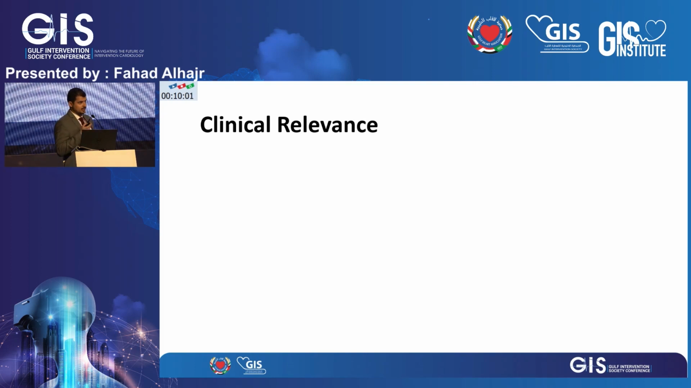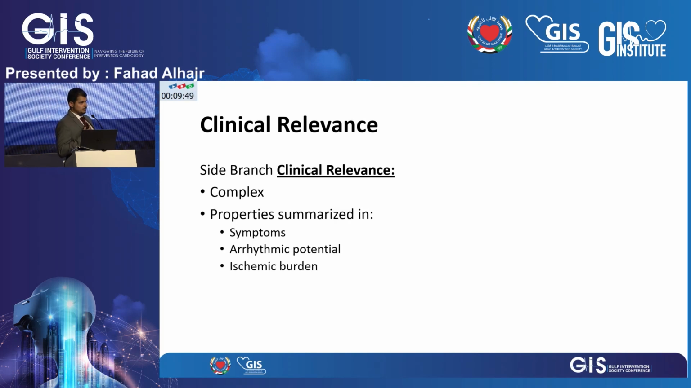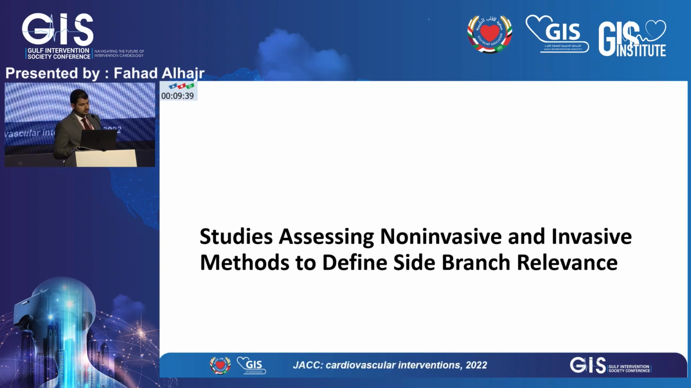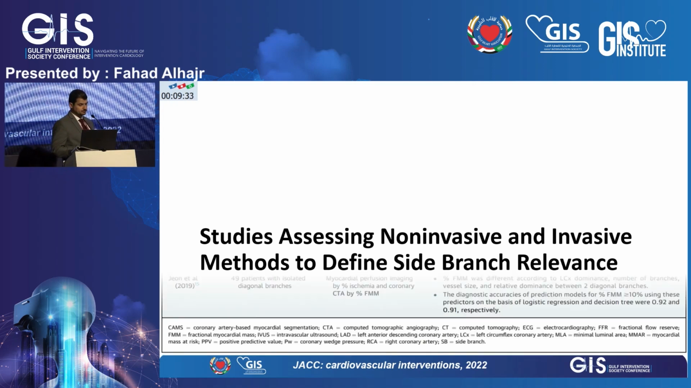What do you mean when you say a bifurcation? There is something called the clinical relevance of the bifurcation. It is very complex. I cannot pretend it's going to be easy to assess the side branch. But in general, our aim is: is this going to cause symptoms after we jail the bifurcation? Is it going to have arrhythmogenic potential or ischemic burden from that side branch? Multiple studies have assessed non-invasive as well as invasive methods to define side branch relevance.